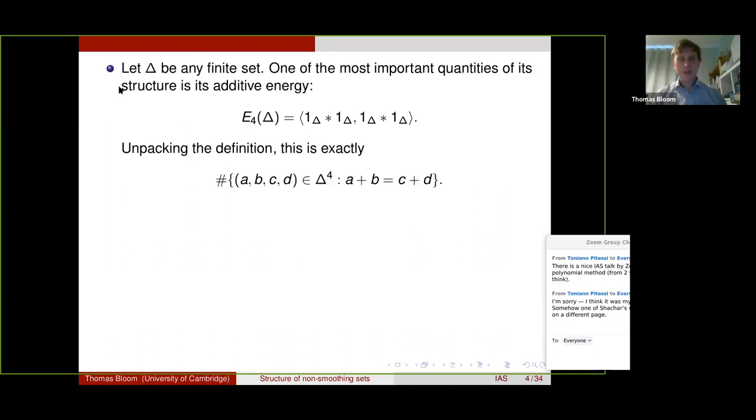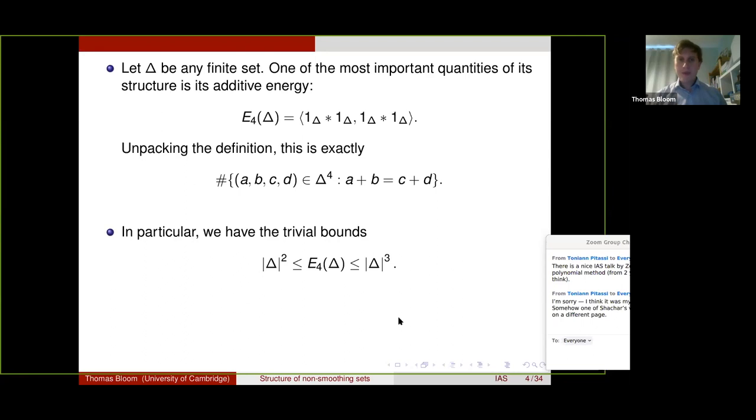Okay, so let delta be any finite set. Again, I've chosen the letter delta just to remind you about where it comes from in our application, but it really is just a completely arbitrary finite subset of a finite abelian group G. Okay, so one of the most important quantities of its structure is what's called the additive energy. And this came up from the last talk. And as we were just discussing in the break, it's nothing mysterious or anything to be scared of. It's really just a very natural measure of the additive structure of a set. Okay, so I denote by E sub 4 of delta, using my conventions, the inner product of the convolution of delta with itself. Unpacking the definition, this is exactly counting the number of 4-tuples inside delta such that a plus b equals c plus d. So it's a very natural symmetric linear equation. We're just counting the solutions to that.